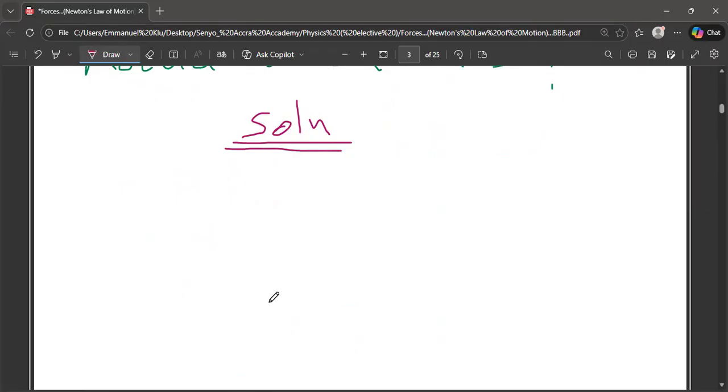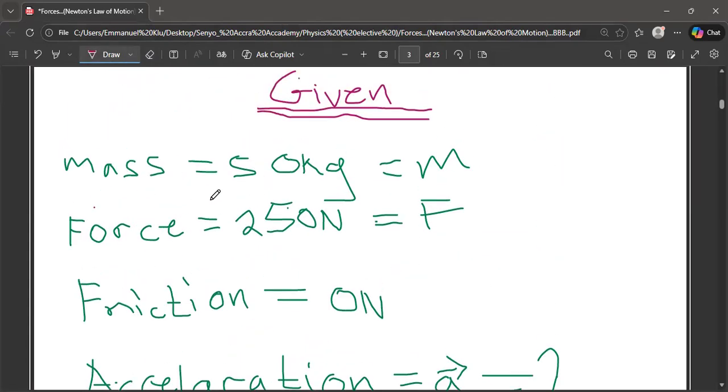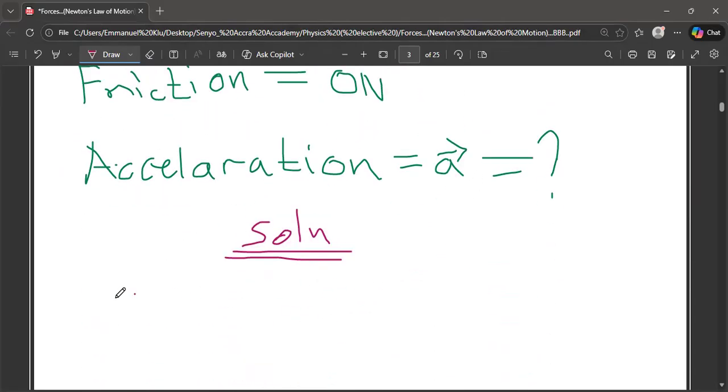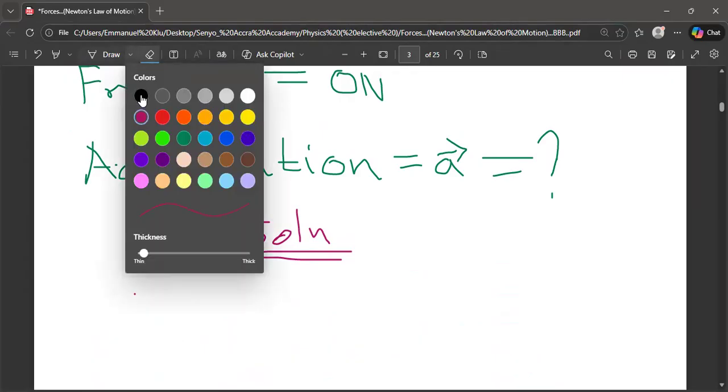In Newton's second law of motion, what are we saying? We are saying that force is equal to mass times acceleration. So if you look at this carefully, the person has given you mass. Now he has given you force, but he didn't give you acceleration. So what should you think? You just use the formula F is equal to ma.